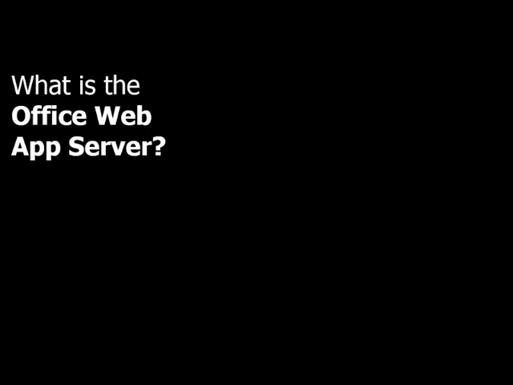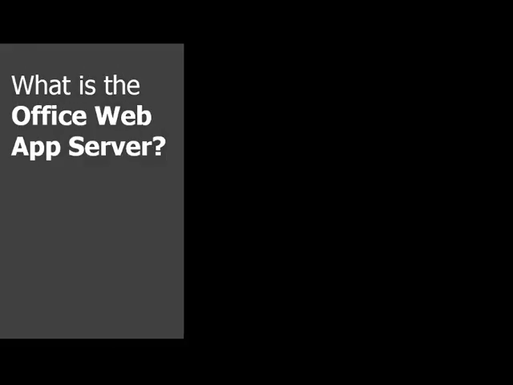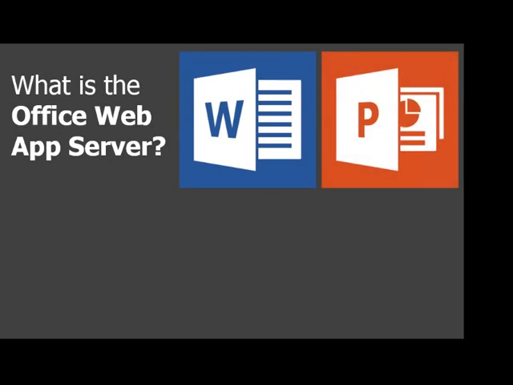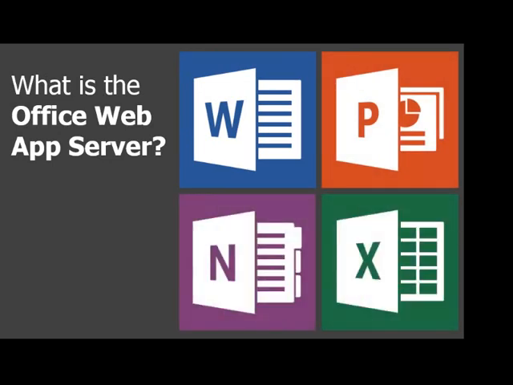Now you may be asking yourself, what is the Office Web App Server? Well, it's a server product and it allows for the viewing and editing of Office files by your users in a browser, specifically Word, PowerPoint, OneNote, and Excel files. The Office Web App Server works with SharePoint 2013, Lync Server 2013, and Exchange Server 2013. But because this is a SharePoint course, we're only going to be concerned with making it work with our SharePoint server that we have been spending this entire course getting up and running.